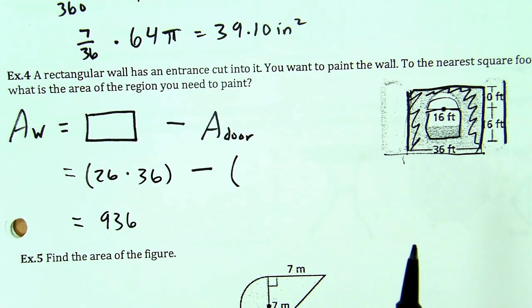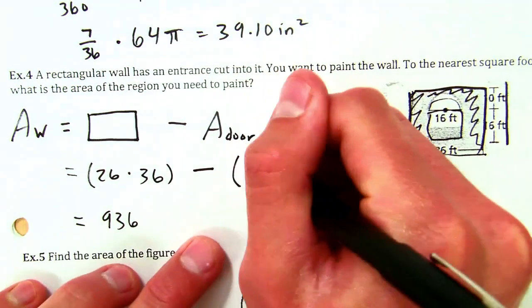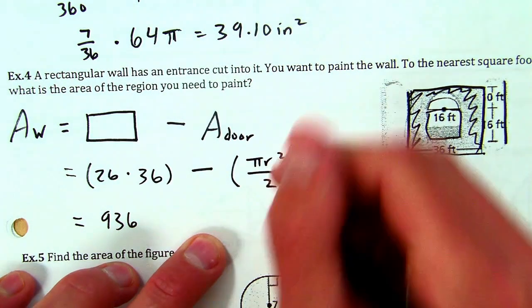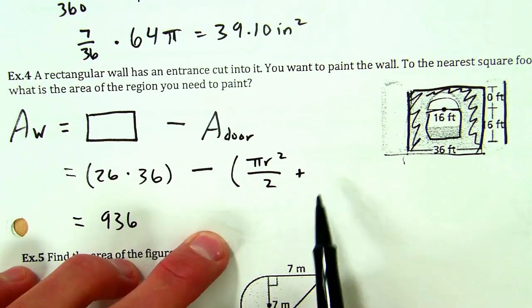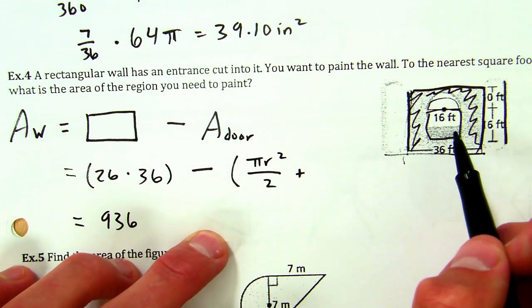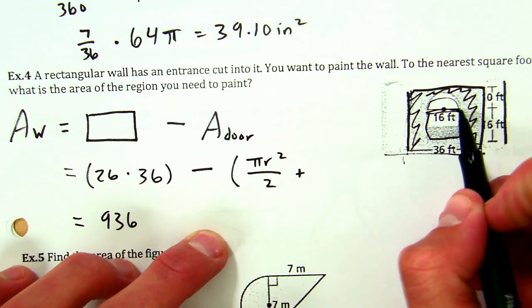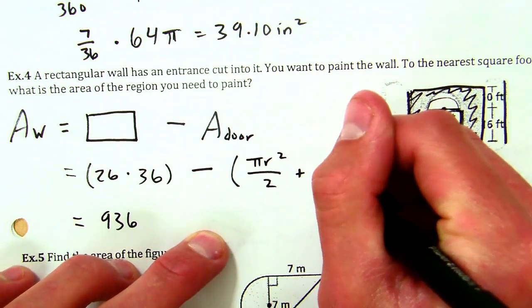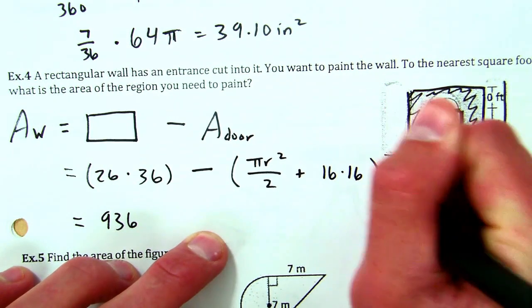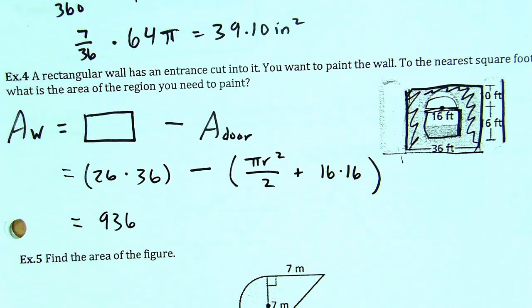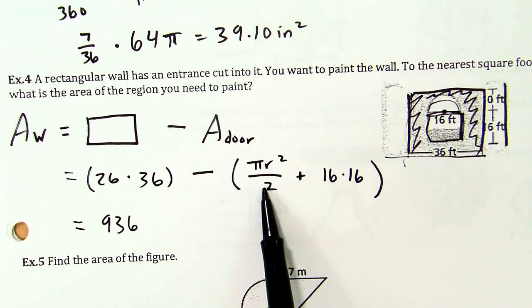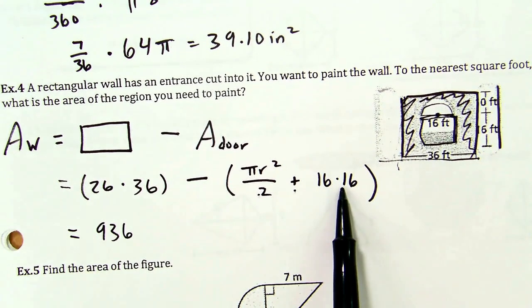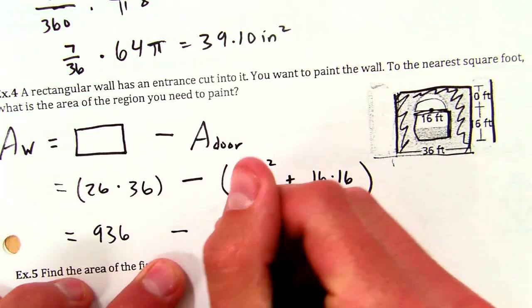Well, the area of a circle is pi r squared. But then if it's a half circle, you want to cut it in half. And then you'll add that to the area of this rectangular piece right here. And actually, it's a square because this height right here is 16. So that square is a 16 by 16 square. So the area of the whole door is this half circle plus the area of the square, which is 256. So then let's figure that out.